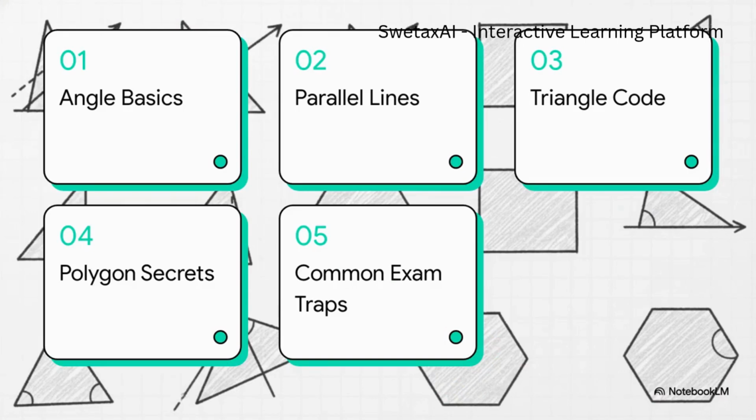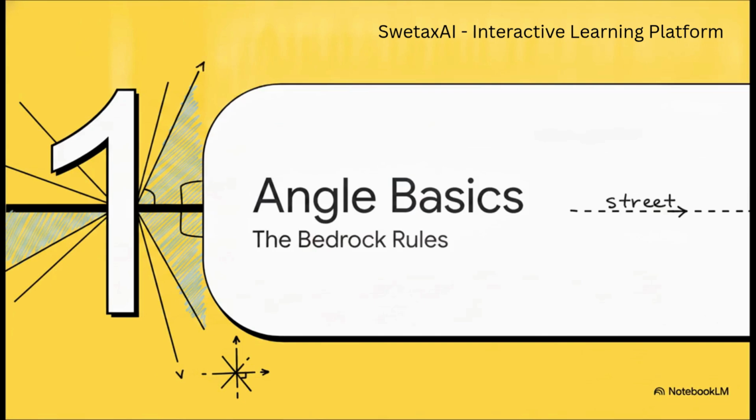Okay, so here's our roadmap for today. We've got 5 stops: going back to angle basics, navigating parallel lines, cracking the triangle code, unlocking polygon secrets, and finally, how to avoid those super common exam traps. Let's kick things right off with Section 1, back to angle basics.